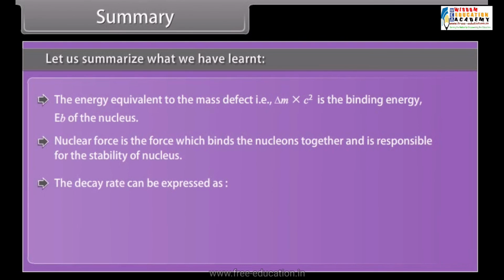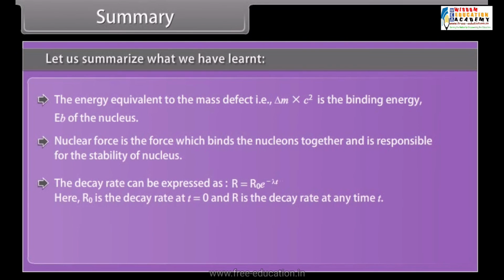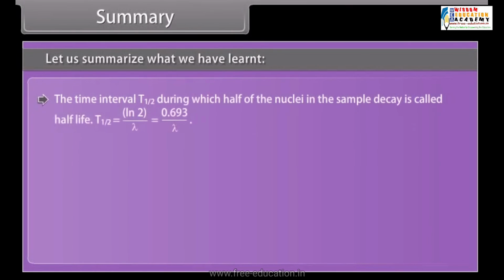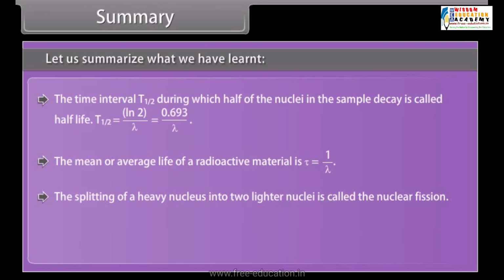The decay rate can be expressed as R = R0 e^(-λt), here R0 is the decay rate at t equal to 0, and R is the decay rate at any time t. The rate of disintegration is called activity. The SI unit for activity is becquerel. The time interval T-half, during which half of the nuclei in the sample decay, is called half-life. The mean or average life of a radioactive material is also defined.